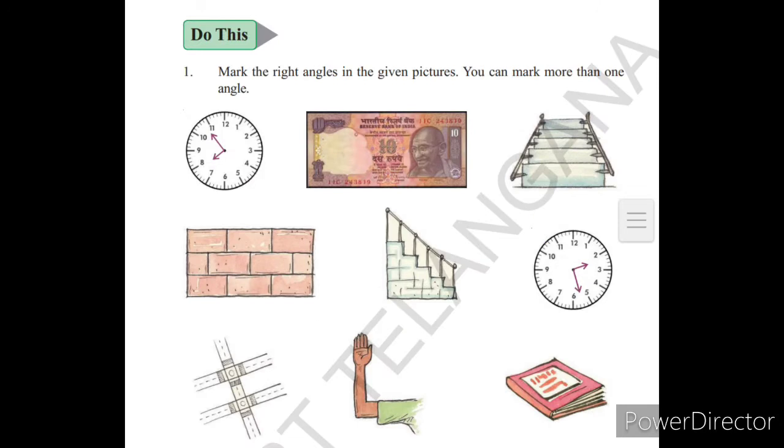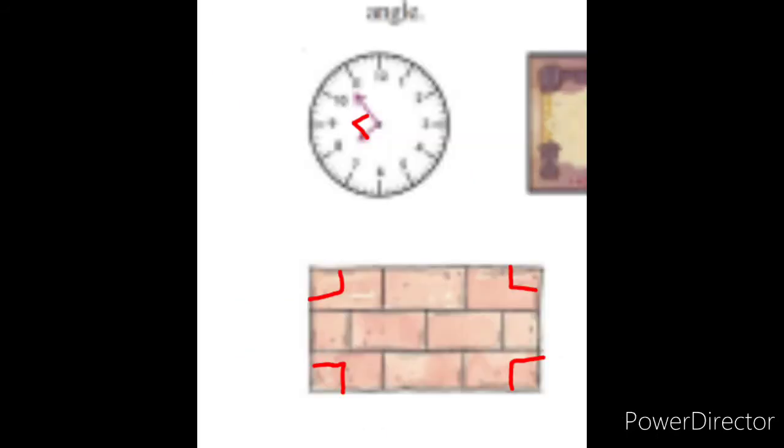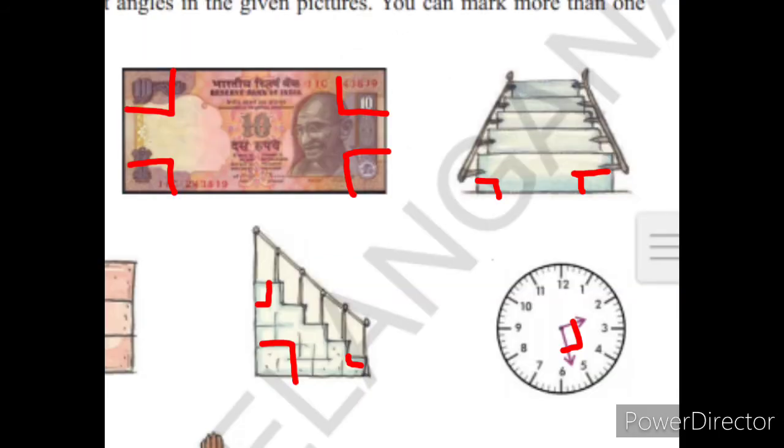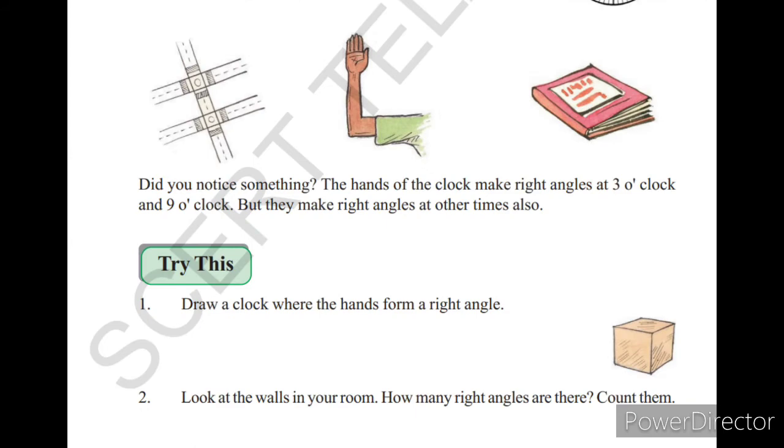Okay, mark the right angles in the given pictures. You can mark more than one angle. For the given pictures you have to mark all the right angles. Here I have marked a few pictures. The other ones you try to mark yourself, and here you can recheck it again. For some of them I have not marked, you try yourself, and if you have any doubt you can comment below. I'll definitely reply to you.